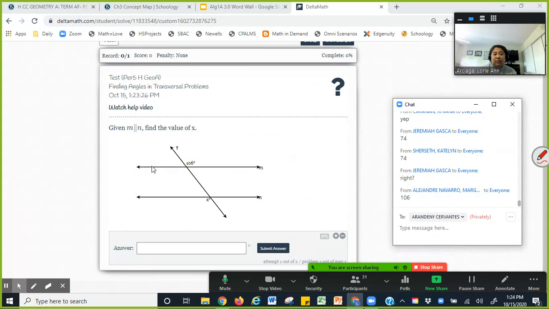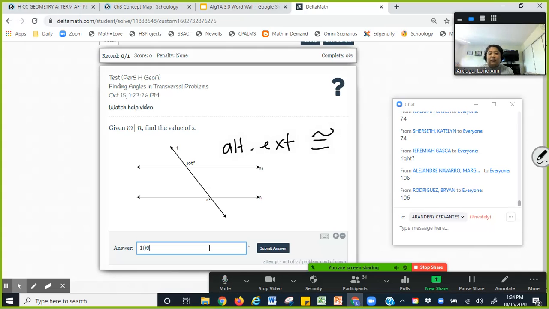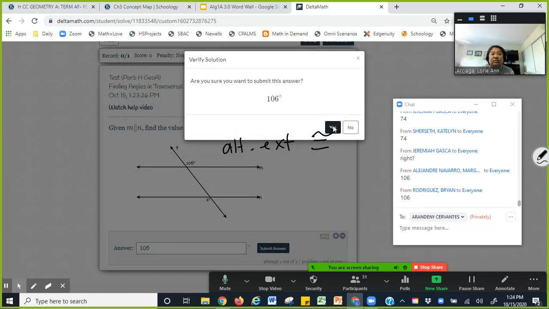So what kind of angles are they? They are on the opposite sides of the transversal. So they are alternate exterior, right? Alternate exterior angles. And what do we know about alternate exterior angles? They must be congruent. So the correct answer here has to be, how do I type in the answer? 106. Submit your answer.